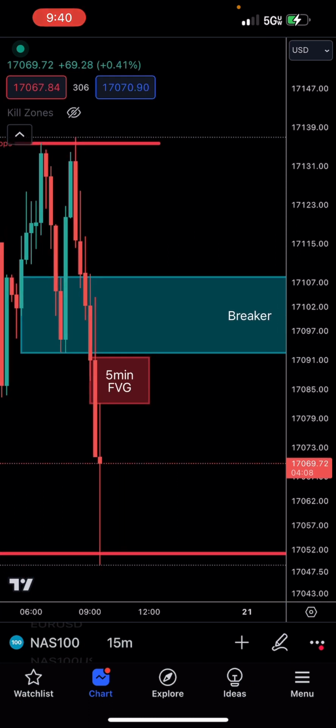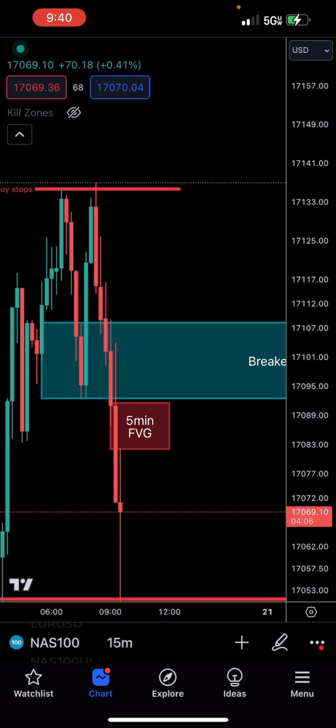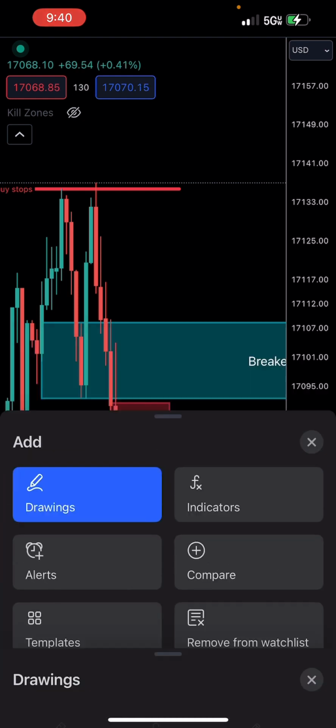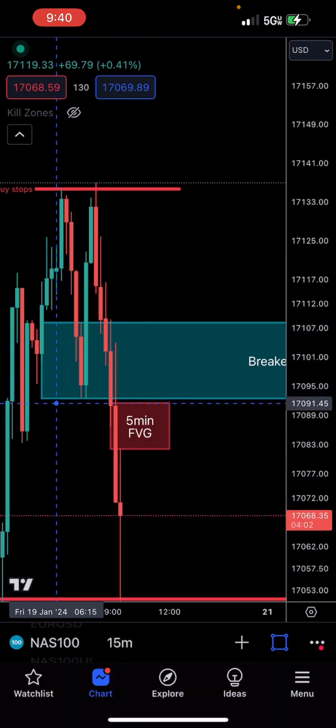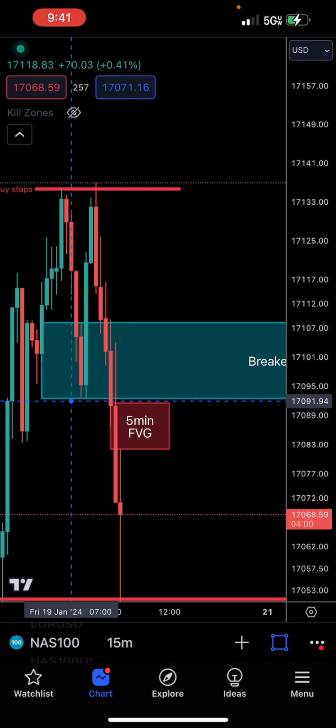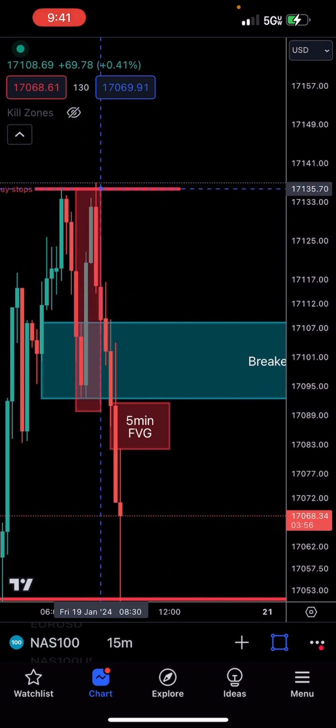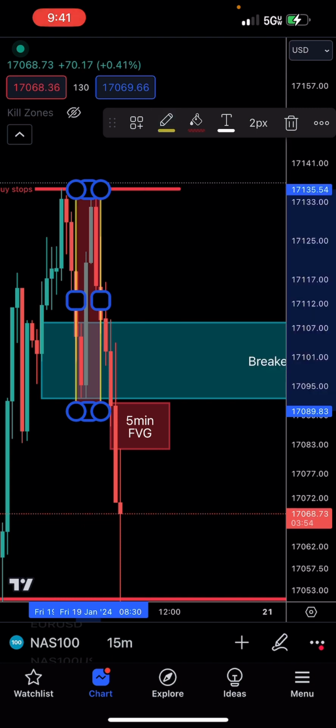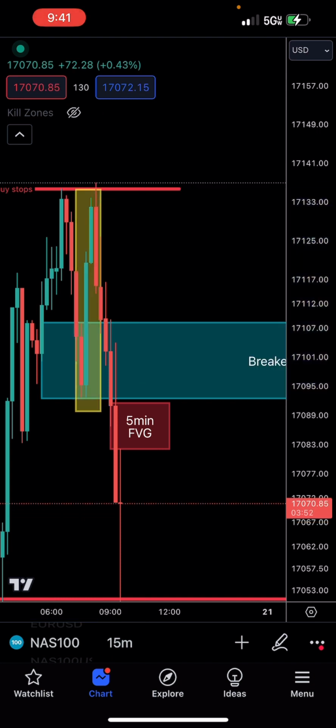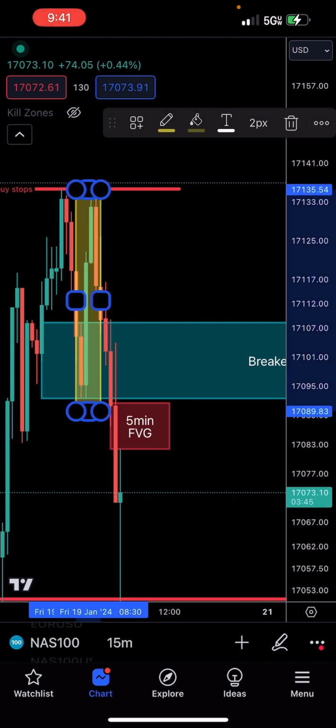We also have an order block within this breaker. These 2 green candles right here. Let me see if I can highlight them real fast. Those 2 green candles and this yellow box, that's an order block. So we'll see what's going on.